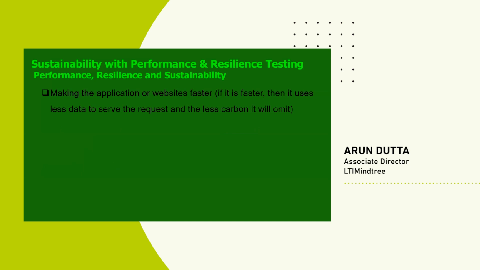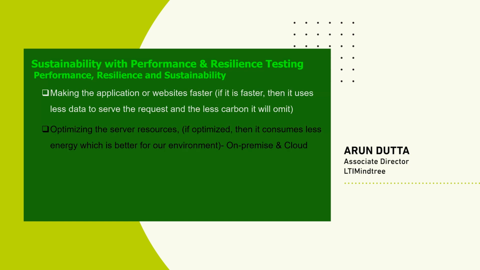First, as I said, we performance testers or engineers always try to think about making the applications or the websites or APIs faster, right? That is what our job is, and that is what we are doing every time, right? Now, if your application is faster or your website is faster, it uses less data to serve the request, right? The moment it uses less data to serve the request, it actually emits less carbon, right? So less carbon will be emitted. That is the first part.